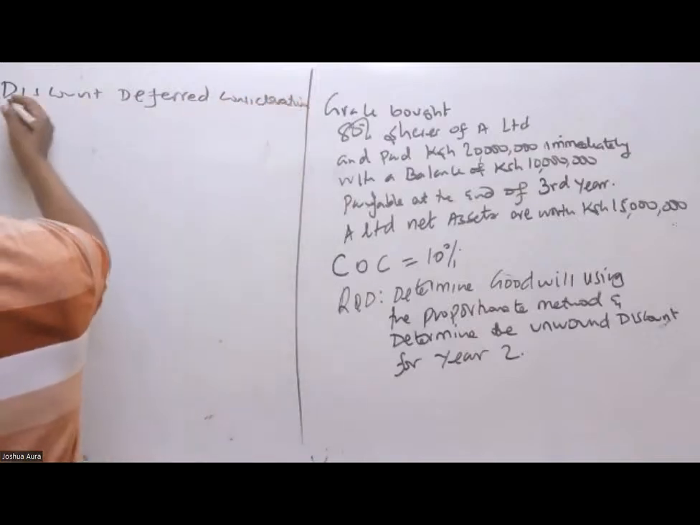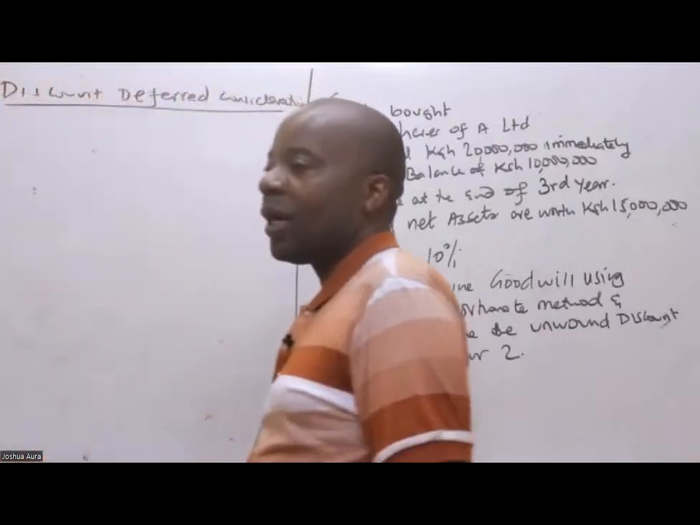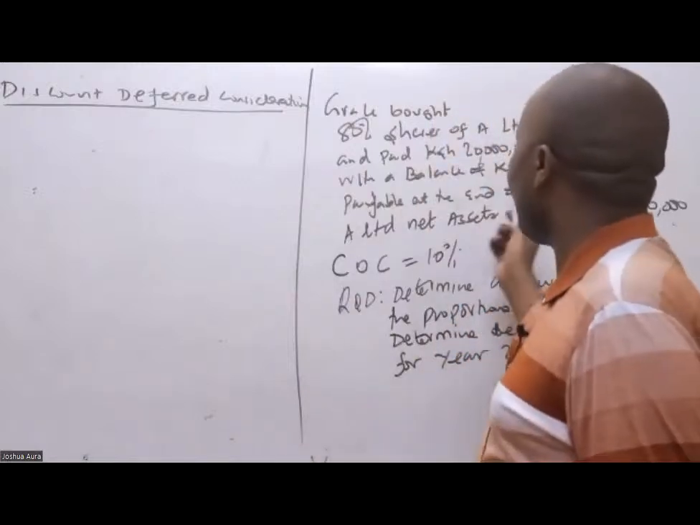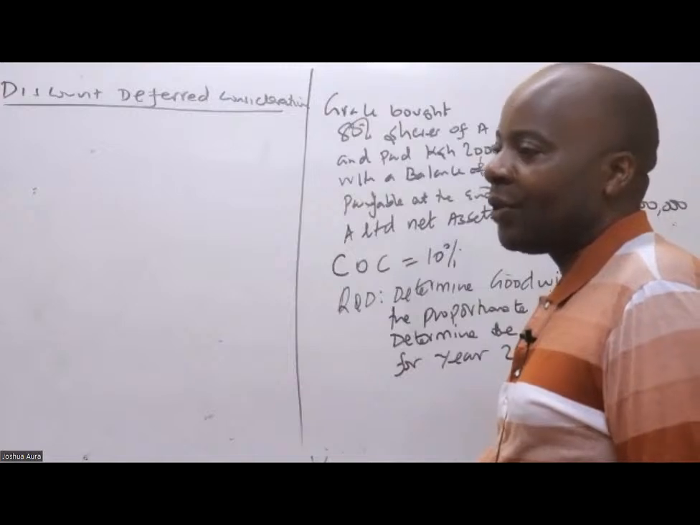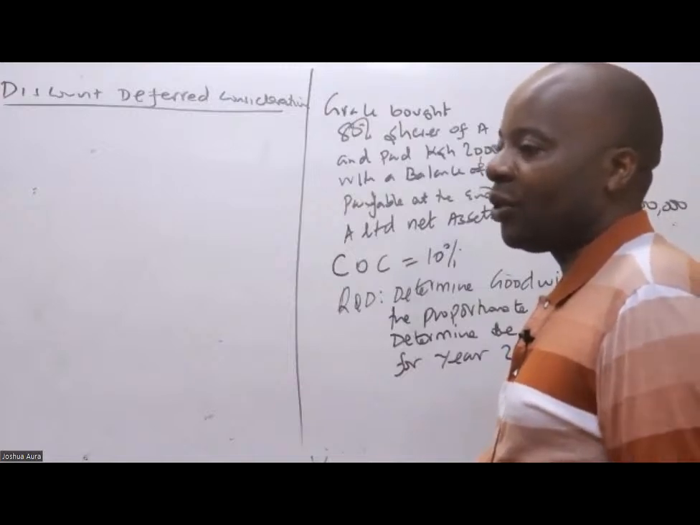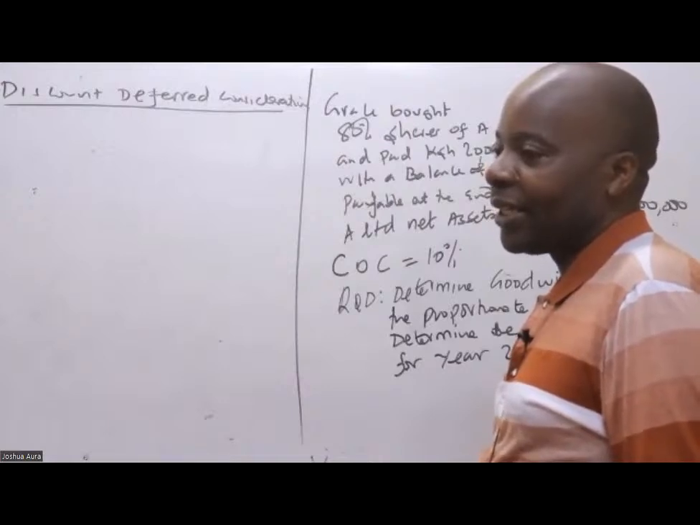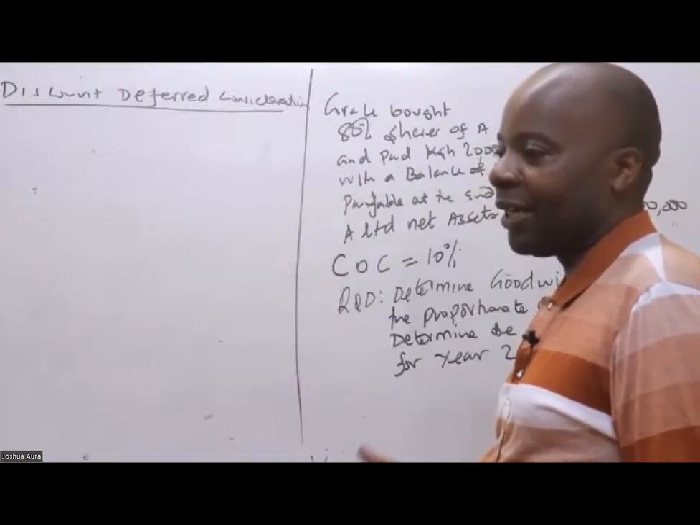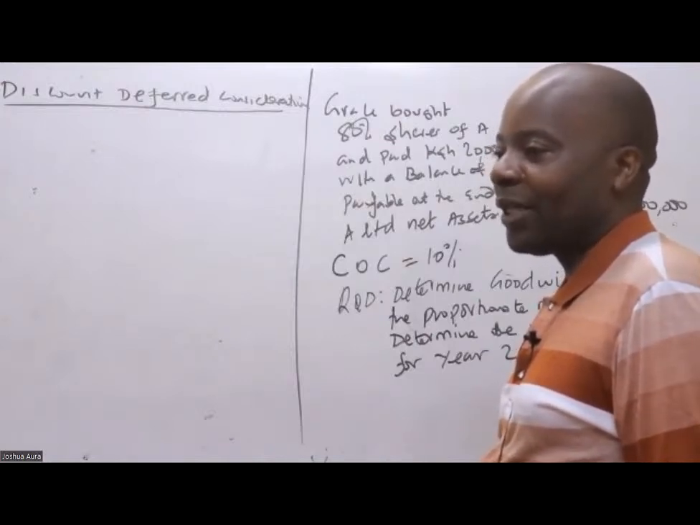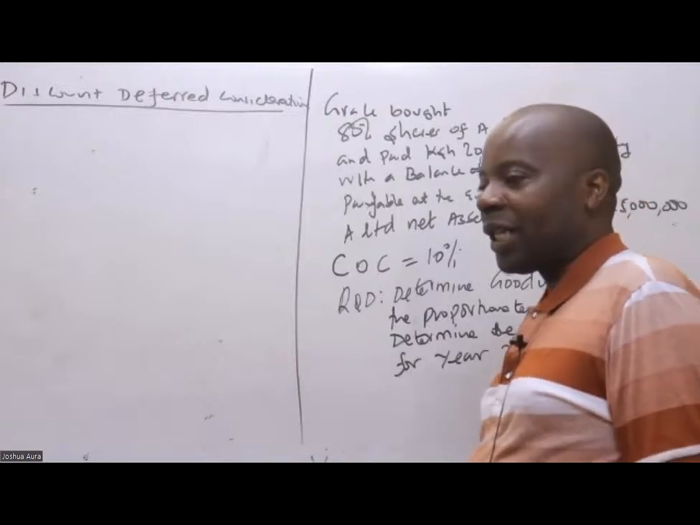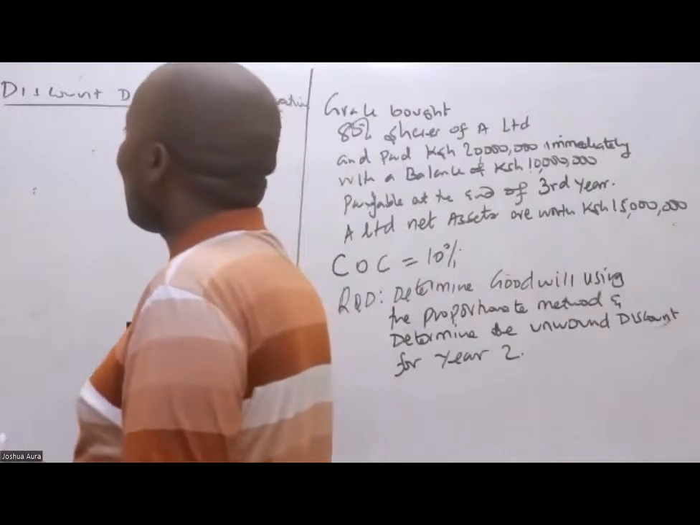Now, when I'm discounting this deferred consideration, the first thing I need to ask myself is: is this 10 million payable at the end of the 3rd year an annuity? Is it really an annuity? You understand the meaning of annuity? You guys are doing advanced financial management. Is it something like Grace will be paying every year uniformly? No. It's a lump sum amount. If it's a lump sum, one-off amount, it will be categorized under what we call irregular.